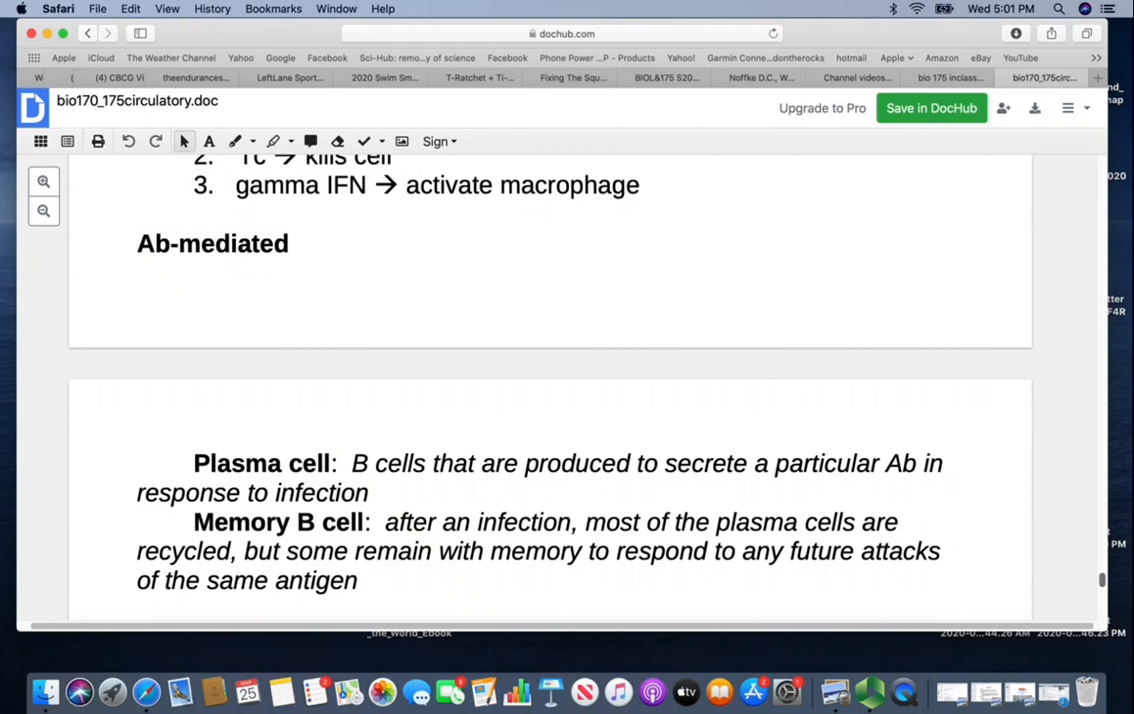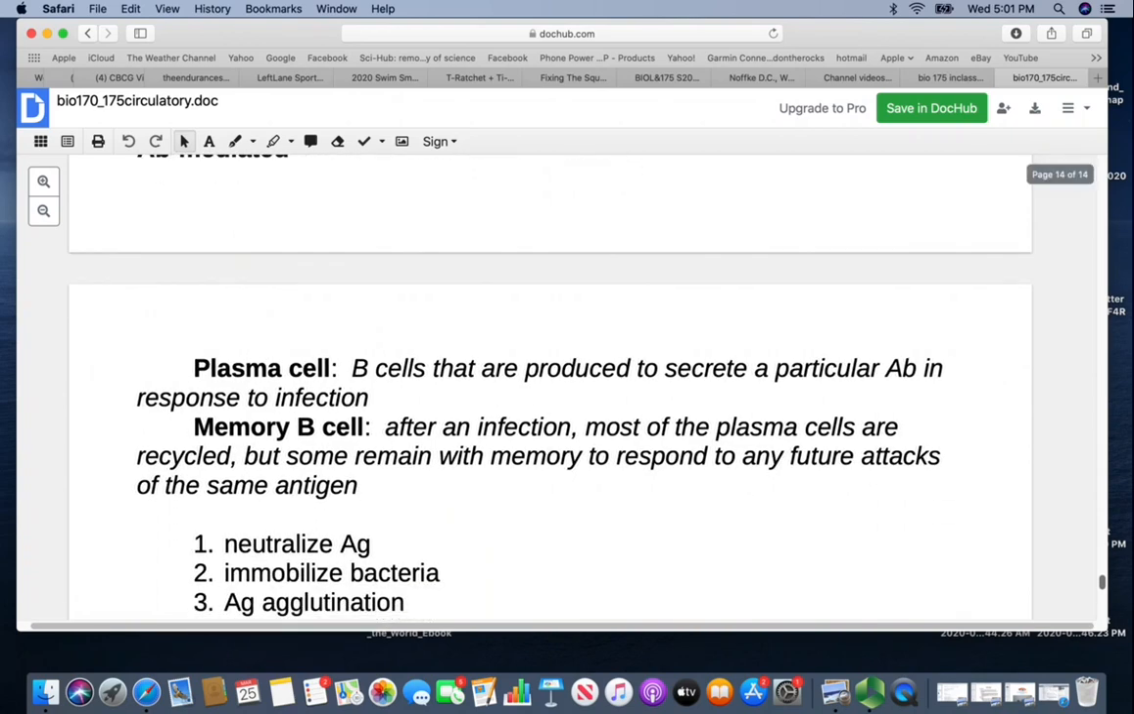So most of your plasma cells will be recycled, but you will retain some with memory so that if you have any future attacks that involve that same antigen, you'll be able to respond quicker and more aggressively the next time. So this is just a few of the players in the immune system. It is a much more complicated system than what we have time to go into in this class. But this will at least give you an idea of how some of the things are going to interact with each other, the need for the co-stimulator, the fact that we've got the antibody-mediated and cell-mediated immunity.